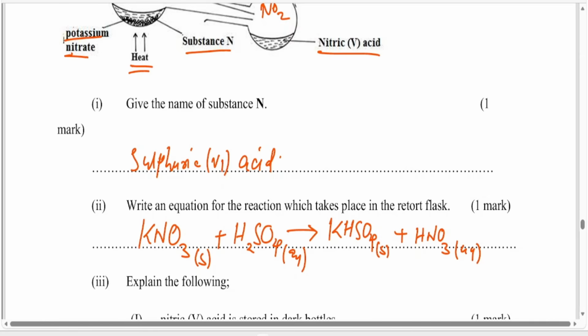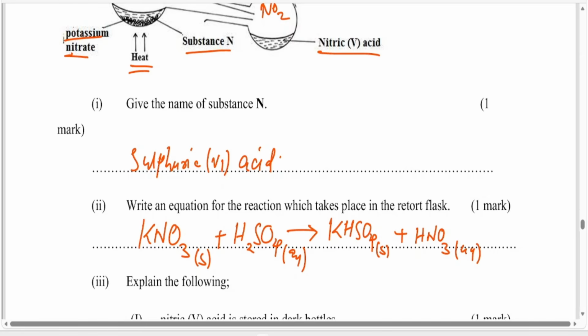This preparation is based on sulfuric 6 acid being less volatile, and it's able to displace the salt of a more volatile acid. So we have potassium nitrate, which is a salt of nitric 5 acid. So you can see sulfuric 6 acid displacing the salt of nitric to obtain potassium hydrogen sulfate, and then we obtain the acid, which is nitric 5 acid.